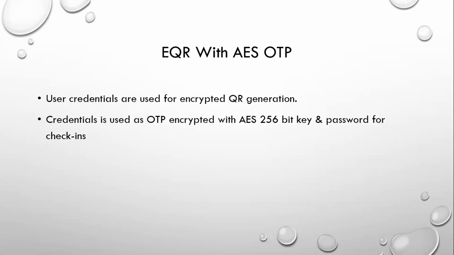In the encrypted QR with OTP, user credentials are used for encrypted QR generation. So the credential is used as the OTP, encrypted with an AES 256-bit key and a password for check-ins.